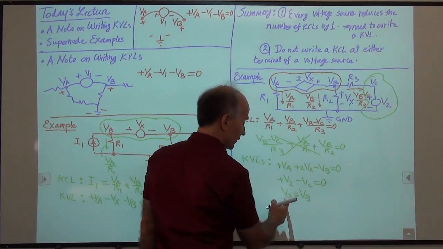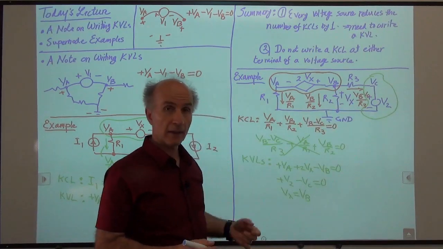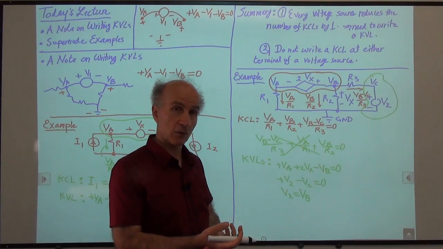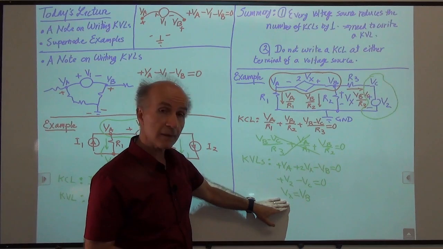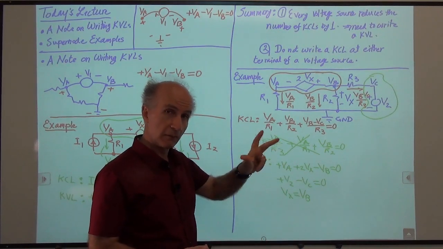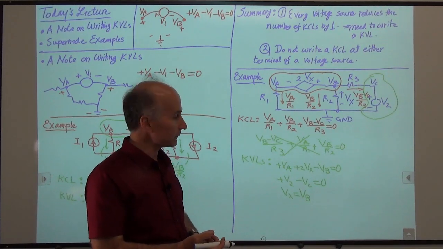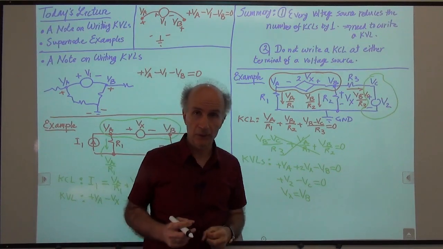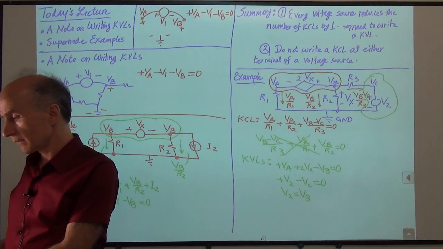And this KVL is written just because we have this unknown, and this unknown is necessary to find because it's the controlling parameter for that dependent source. Okay, so now I have four equations and four unknowns, Va, Vb, Vc, and Vx. So I can find everything. Okay, so that's a nice example bringing all of these ideas together, and we can see that the steps are relatively straightforward as long as we know what we are doing.